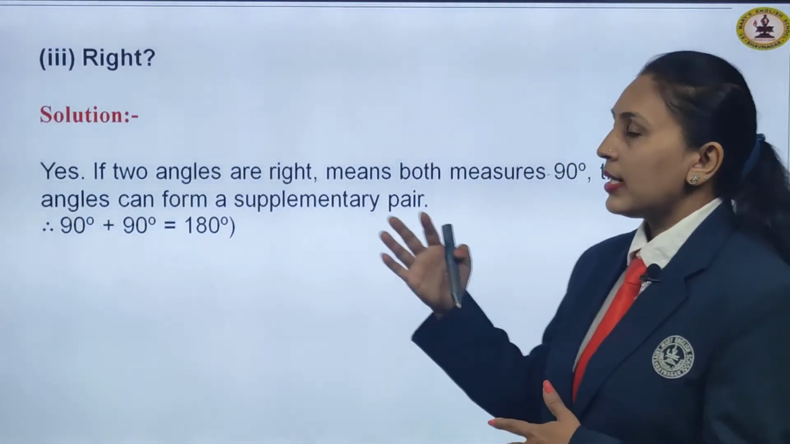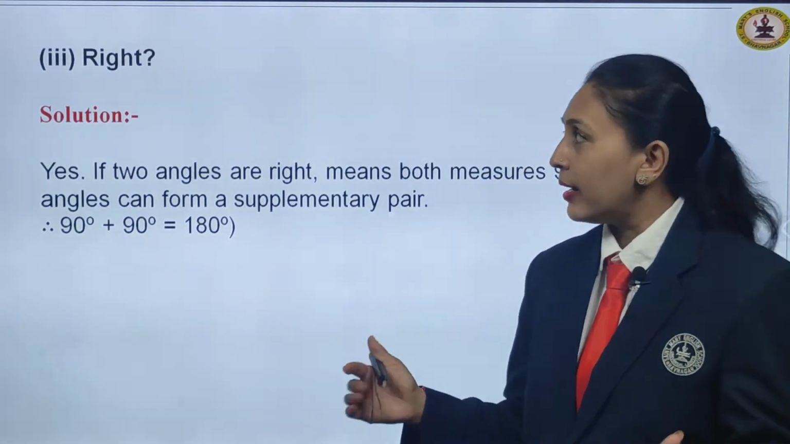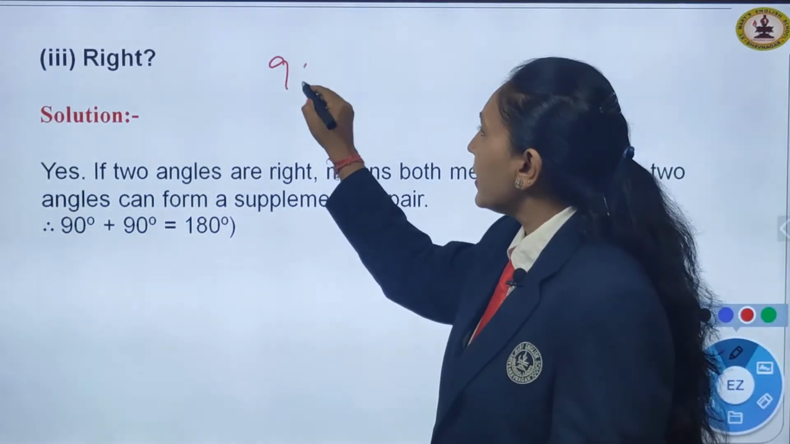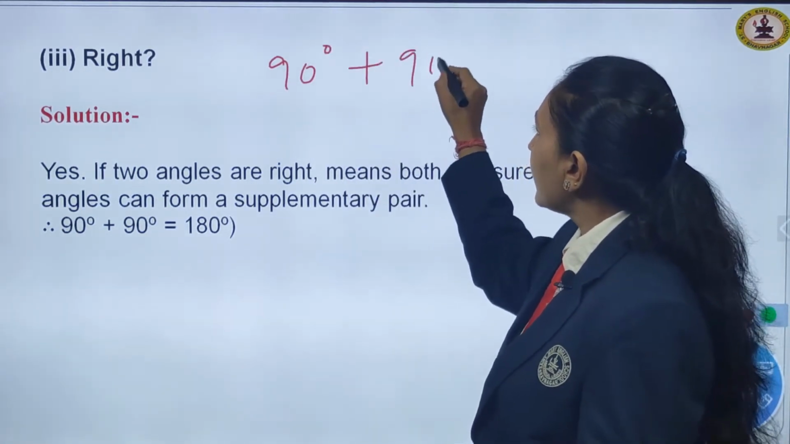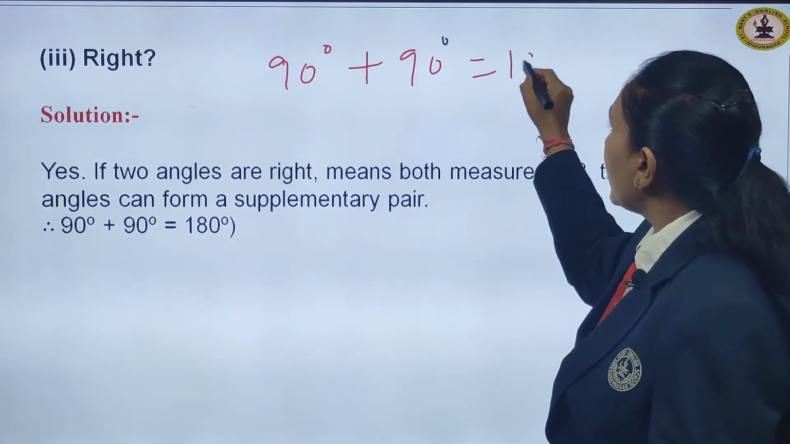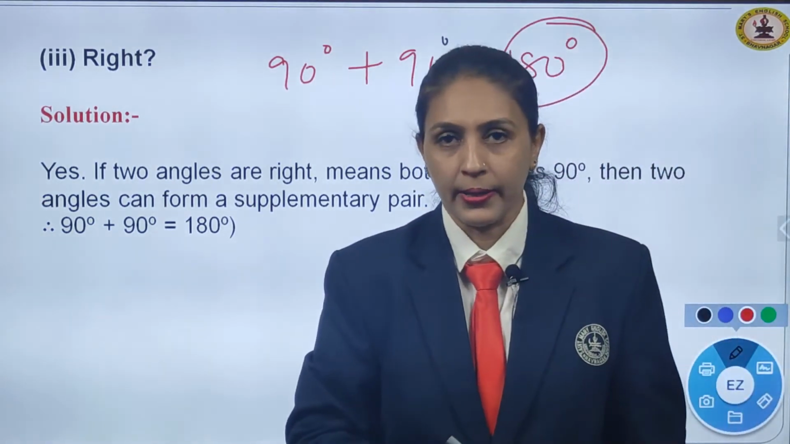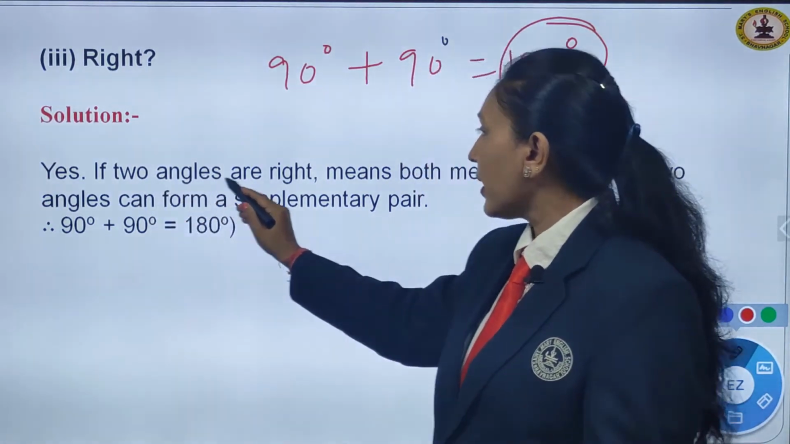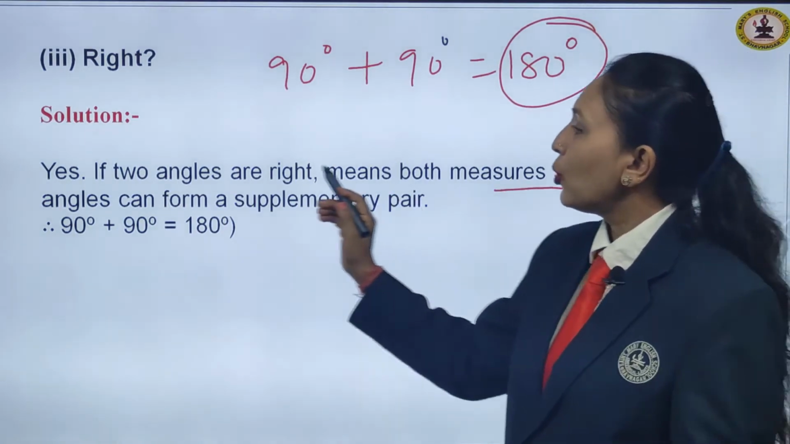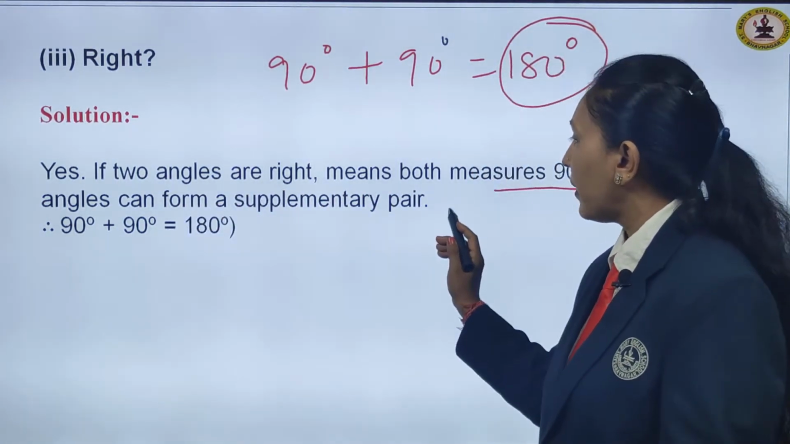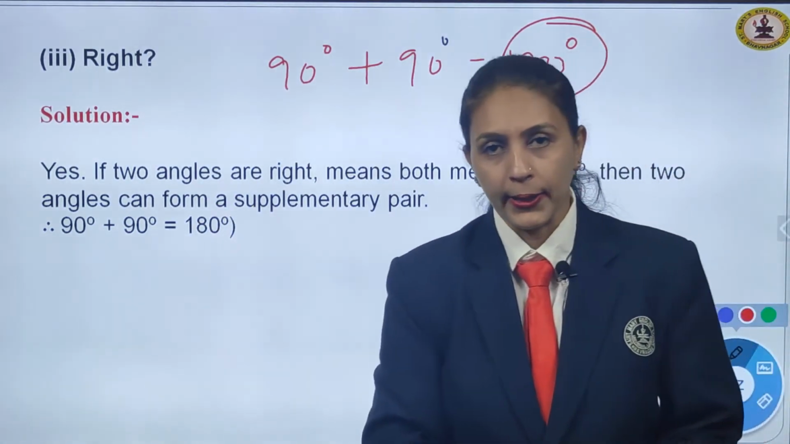Now if I change the condition, that if the two angles are right angles, will they be supplementary, children? A right angle is what? 90 degrees, right? So if I take both the angles as right angles, that is 90, 90, I will get 180 degrees. Yes, they will be supplementary here. So yes, if two angles are right angles, meaning both are 90 degrees, then the two angles can form a supplementary pair. That is 90 plus 90, I will get 180 degrees.